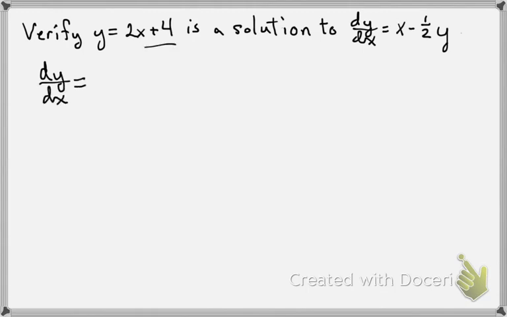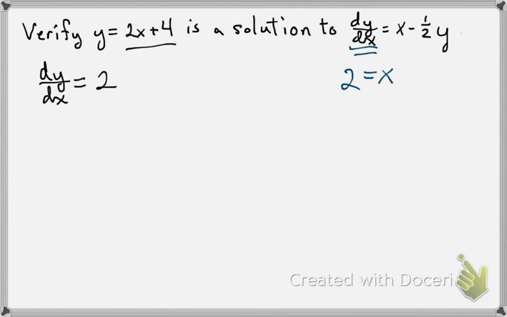So the derivative of 2x plus 4 is 2. And now what we're going to do is sub these into our differential equation. So the dy/dx here, we will sub in 2.